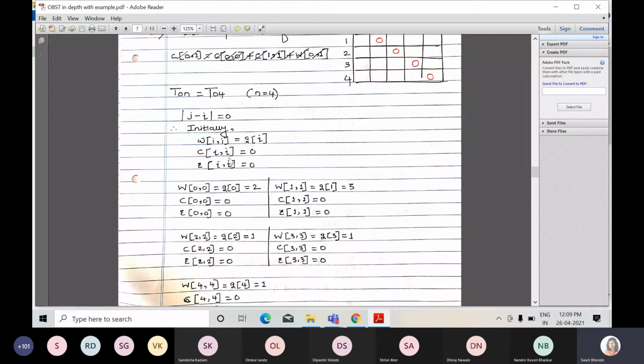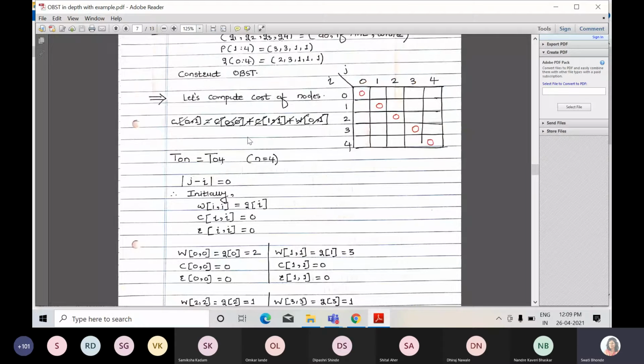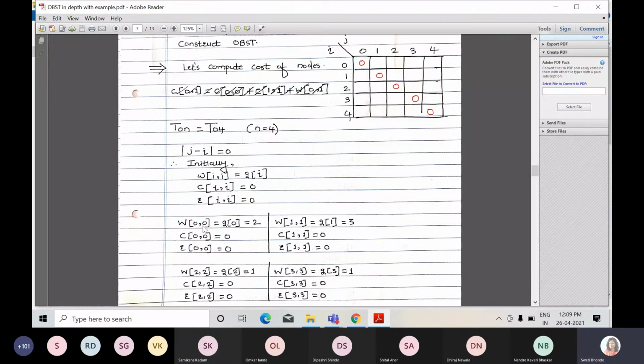For the first row, look at W of 0 0. Here I and J are both the same, so whether you write J or I makes no difference. What you need to remember here is what the initial value for this W of I I will be. It will be equal to Q of I. So Q of I, that is the probability for unsuccessful searches, is already mentioned. So W of 0 0 is Q of 0 0.